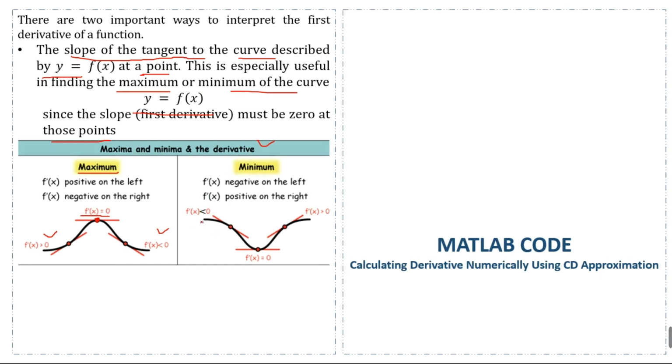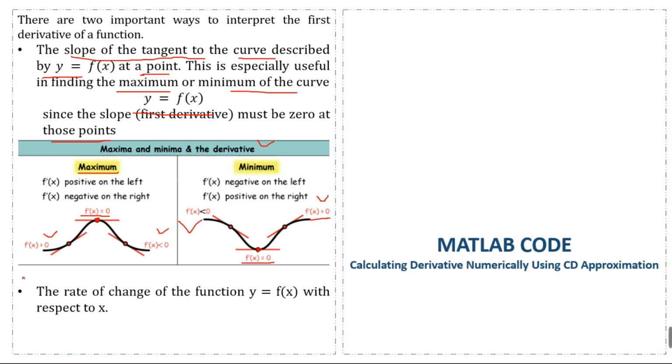For the minimum, we can see that the derivative first is negative on this side, the slope is negative, or the derivative is less than 0, and after some point the first derivative will be equal to 0, and after that it will become positive and increasing, and the slope will also be positive.